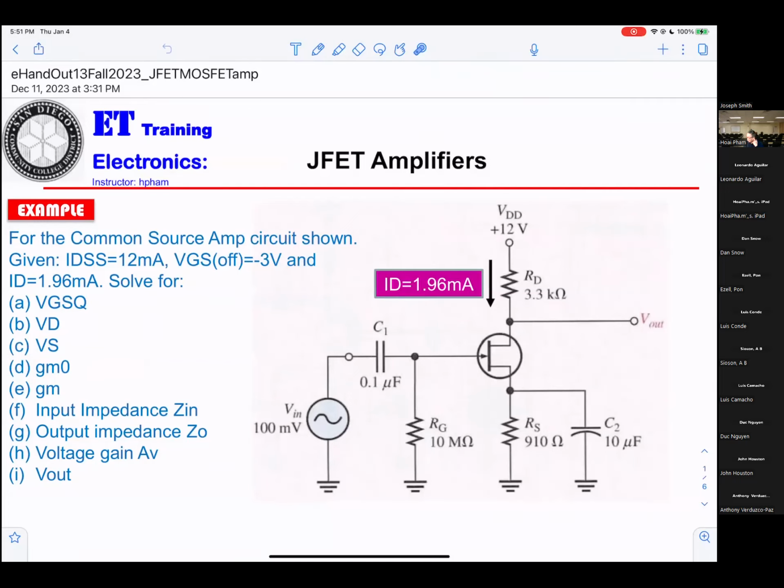When you're looking into the circuitry, what type of DC bias? You get fixed bias, self bias, divider bias. Self-bias? Come on, one. Who else?